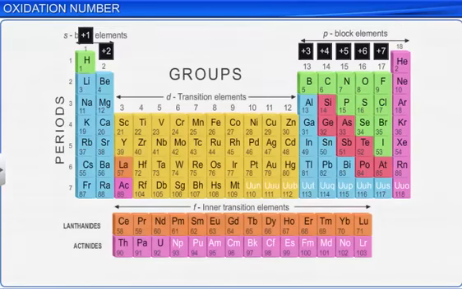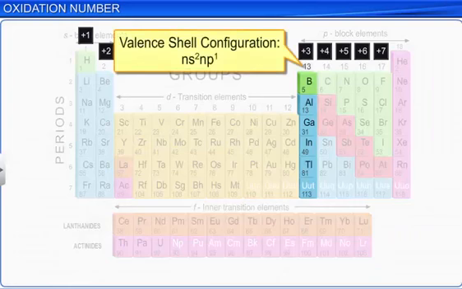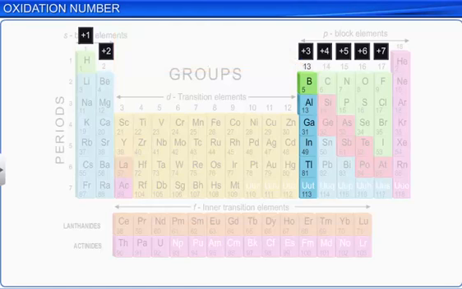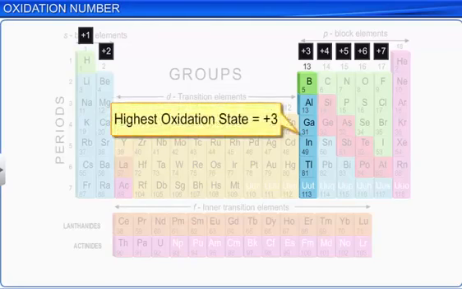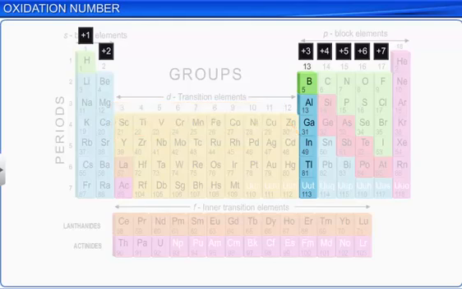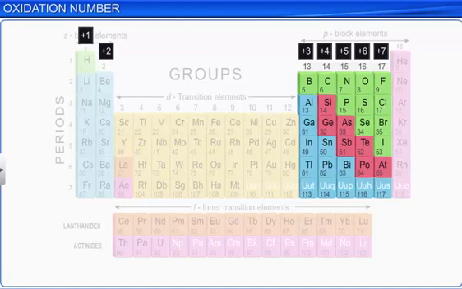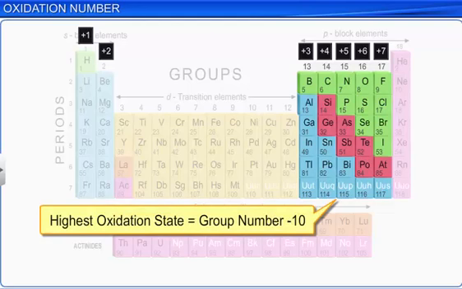For example, the valence shell configuration of the 13th group elements is ns2, np1. They have 3 electrons in their valence shell that they can lose to obtain their octet configuration. Hence, the group 13 elements exhibit highest oxidation state of +3 in their compounds. The same trend applies to all elements from the 13th to the 17th group. In other words, the highest positive oxidation number for p block elements is equal to the group number -10.